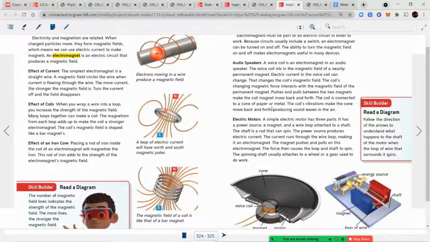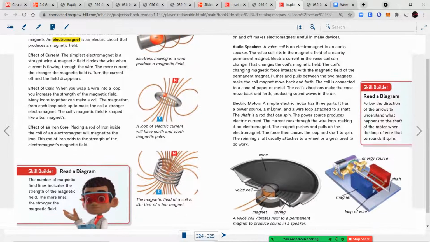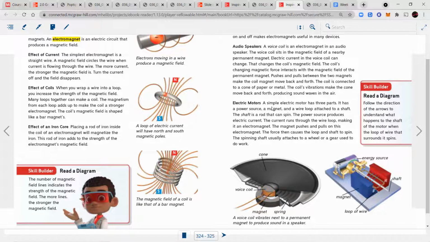Audio speakers. A voice coil is an electromagnet in an audio speaker. The voice coil sits in the magnetic field of a nearby permanent magnet. Electric currents in the voice coil can change. That changes the coil's magnetic field. The coil's changing magnetic force interacts with the magnetic field of the permanent magnet. Pushes and pulls between the two magnets make the coil magnet move back and forth. The coil is connected to a cone of paper or metal. The coil's vibrations make the cone move back and forth to produce sound waves in the air.